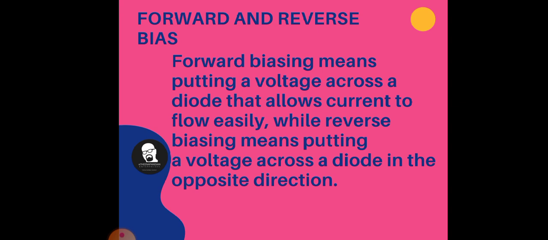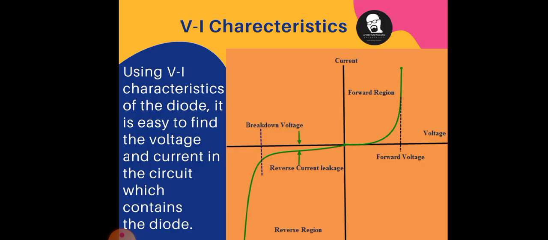So this is very important: in forward biasing, the voltage and current readings are very good, so the diode will behave like an on switch, and in reverse biasing, very little current will flow through the junction. That's why in reverse biasing the diode will work as an off switch.